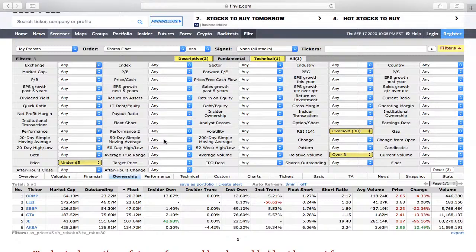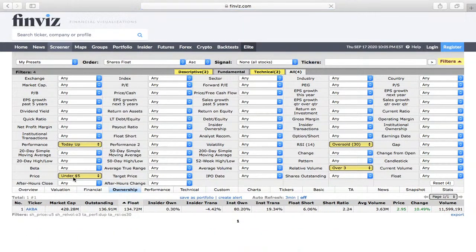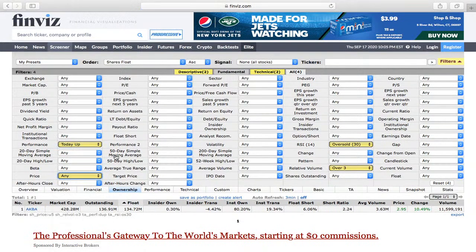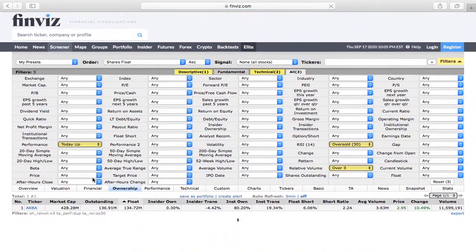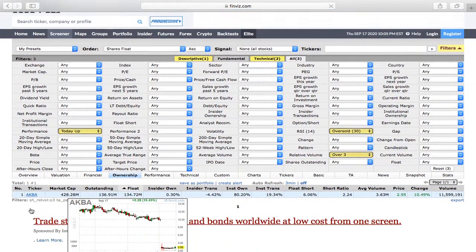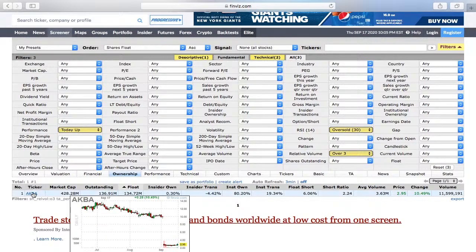Let's do stocks that have. Oh, another thing you can do for this one in particular is you can do performance up. Let me get rid of this. We can just do all stocks. This is showing you ones that actually went up on the day. So it means that it's currently trying to do that reversal.